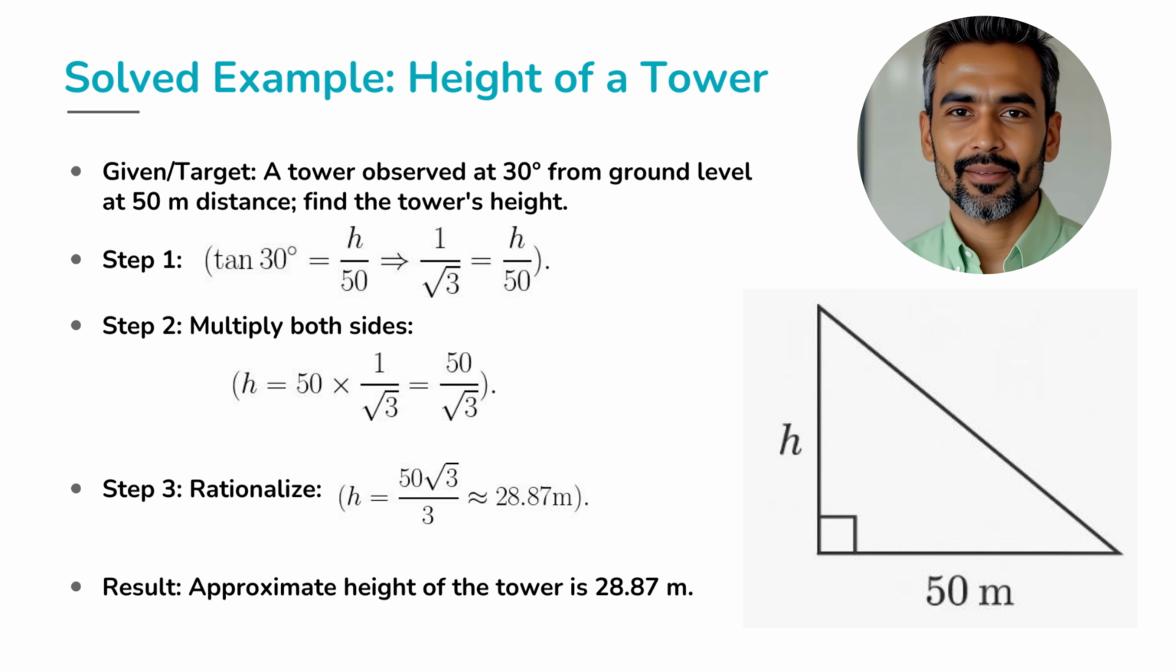So, shabash. The tower's height is roughly 28.87 meters. Visualizing the triangle labeled with 50 meters base, 30 degrees angle, and unknown height h, this classic use of tangent solves real-world height problems simply and accurately.